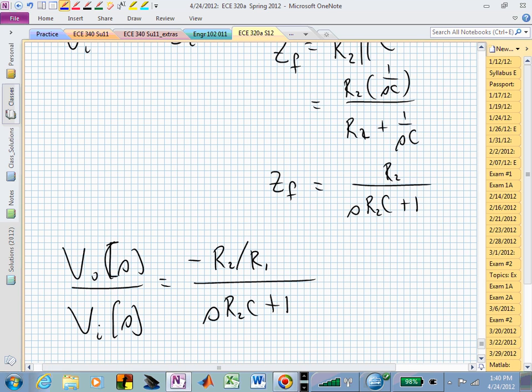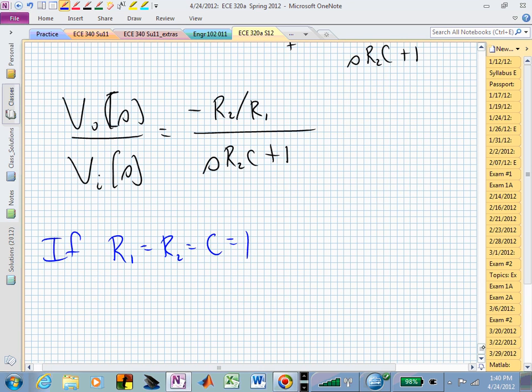We'll just say, let's forget about the sign, and we now have R2 over R1 over S R2 C plus 1. If we want to change that sign, which is right now negative, we could by adding another inverter stage to that. And the inverter stage could actually help us with gaining if we wanted to.